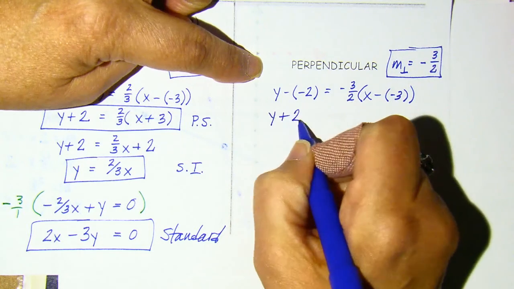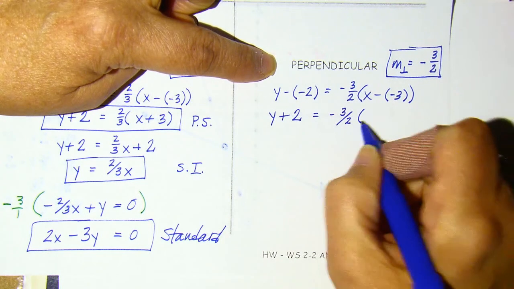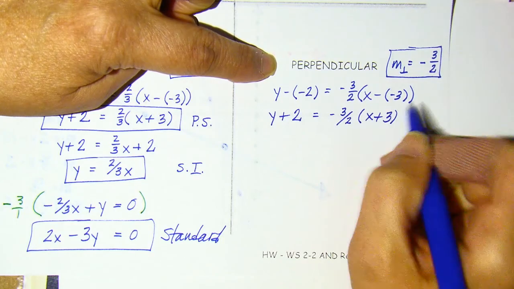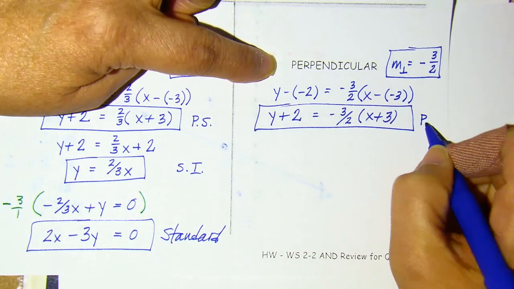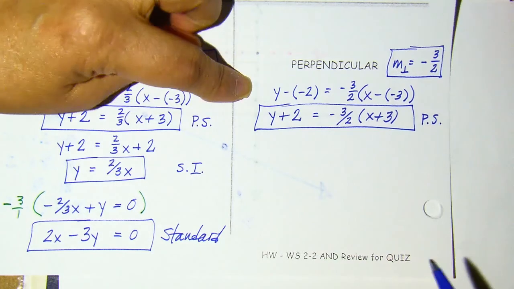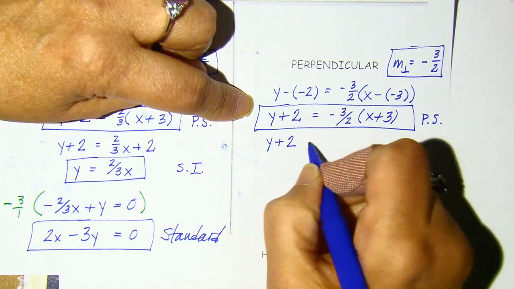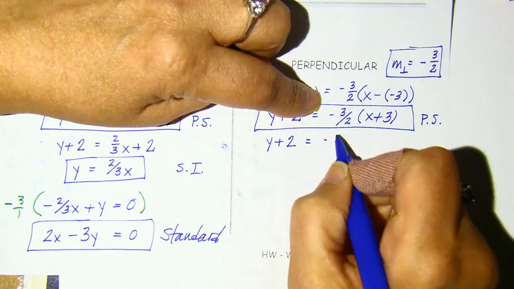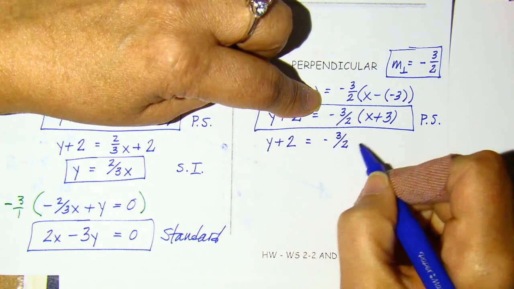This becomes y plus 2 equals -3 over 2 times the quantity x plus 3. This is point slope, right? I do not distribute the slope through. Now I'm going to distribute the slope through and take the 2 over. Why? Because I have to have it solved for y for this to be in slope-intercept form.